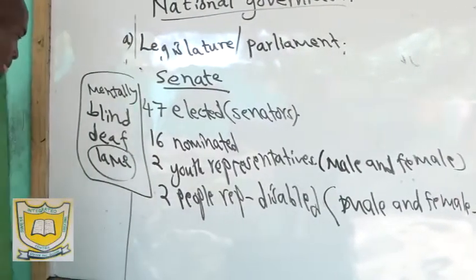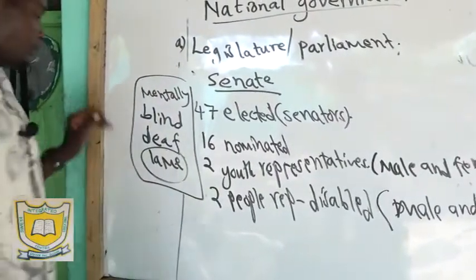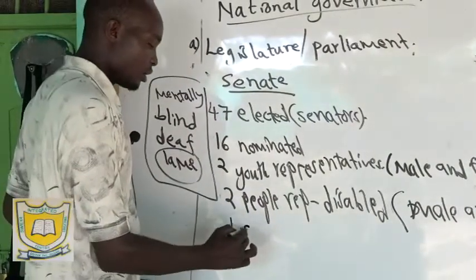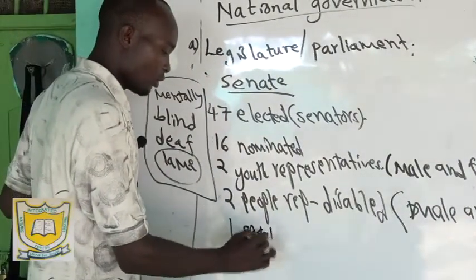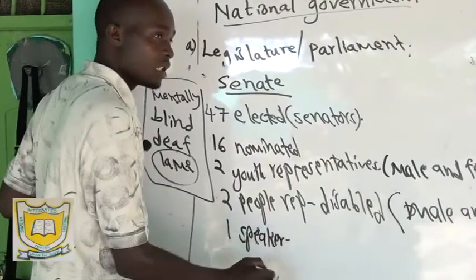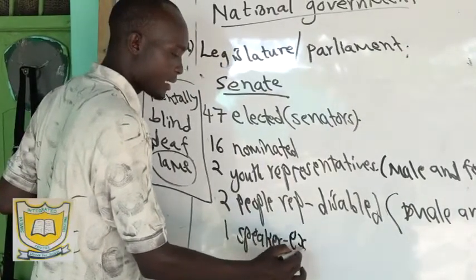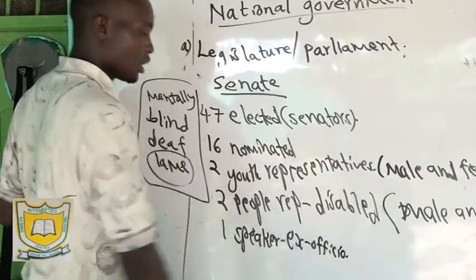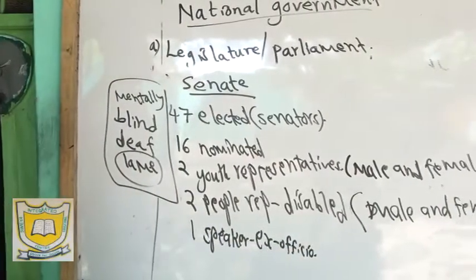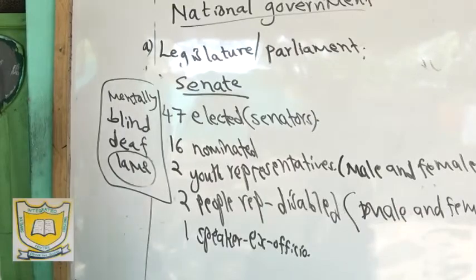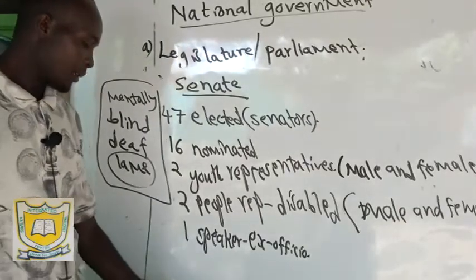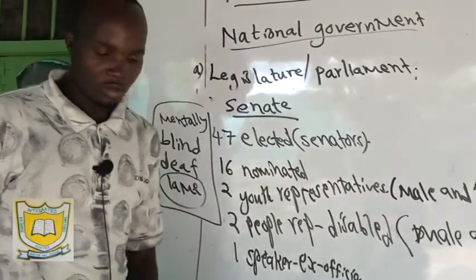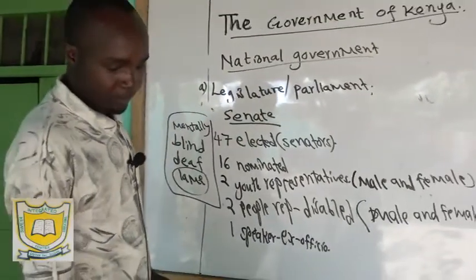Then in each house of the parliament, we have said we have one speaker. Then we have said the speaker is an ex-official member of parliament. So one speaker, the ex-official member of parliament, is here. So remember that. So that is the National Assembly.